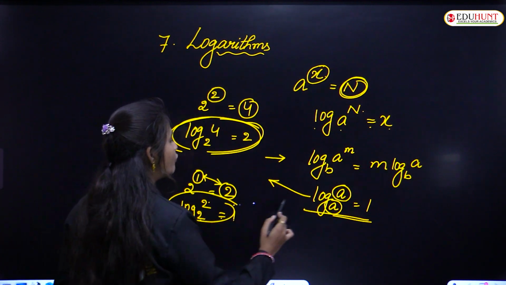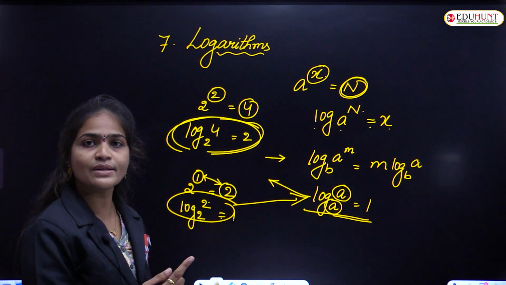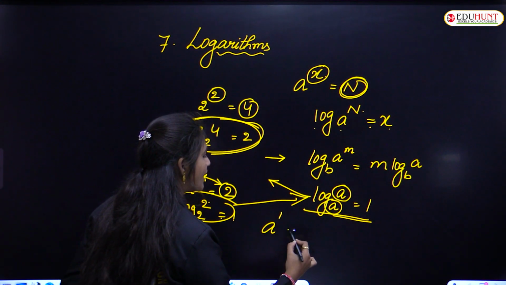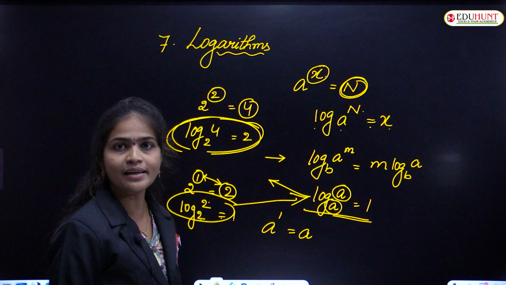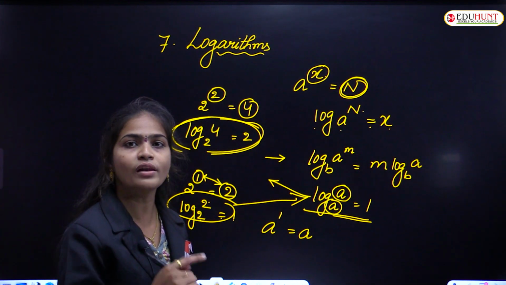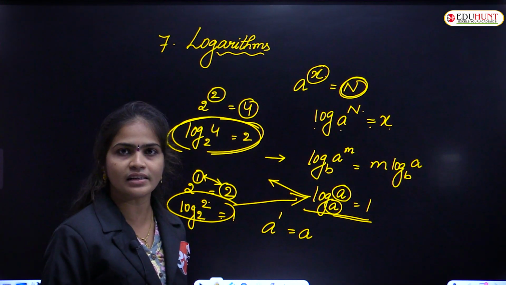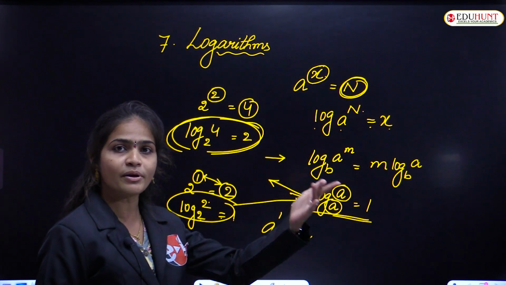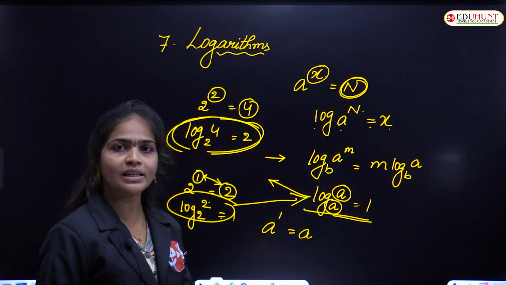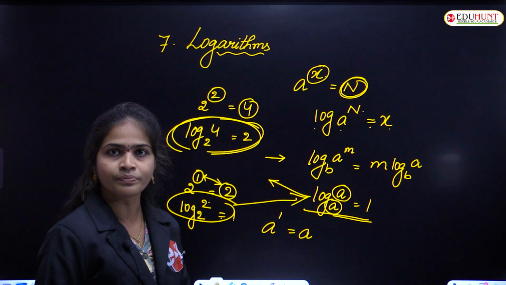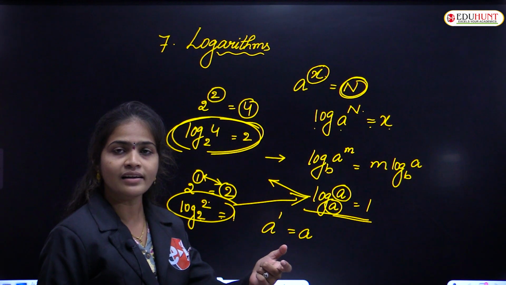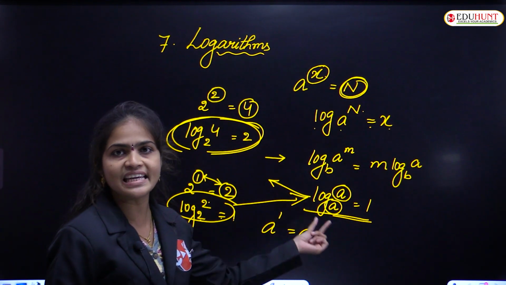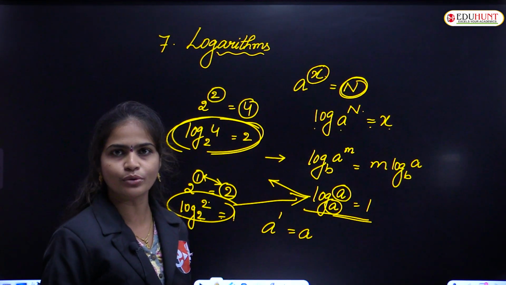Now, is this in the same form or not? Or else I will tell you one more example by taking a only. a power 1 is equal to a. For any number, if its power is 1, then its value is always the number itself. 100 power 1 is equal to 100, 1000 power 1 is equal to 1000, 10,000 power 1 is equal to 10,000, whatever it may be, the largest number or the smallest number.